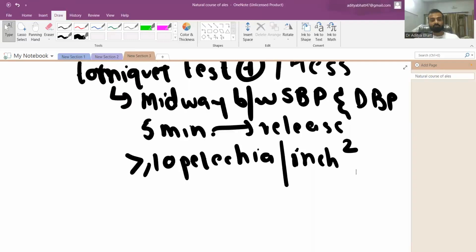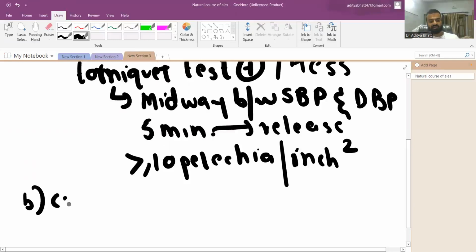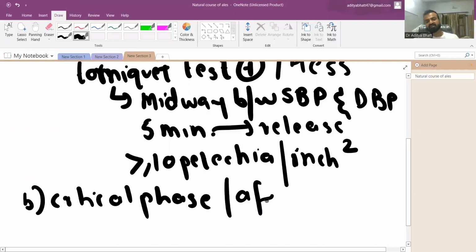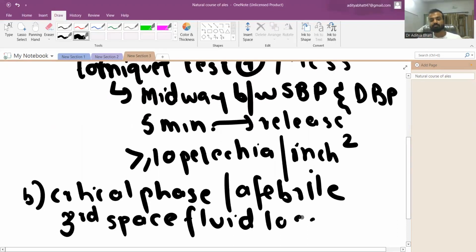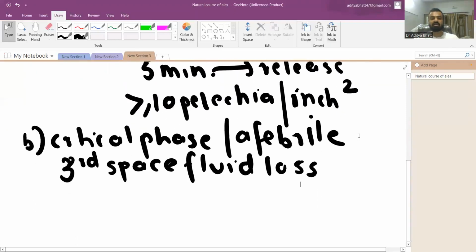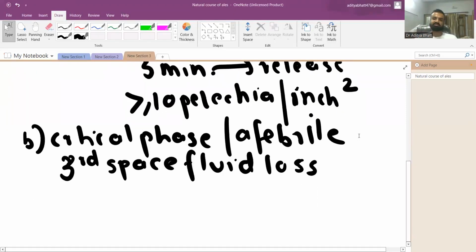And in this phase, usually you have to do the NS1 antigen. The IgM is still not positive, and then there is the second critical phase. This is the afebrile phase. So the fever has subsided and you think that the child is out of danger, but it is in this afebrile phase that critical things are happening, and there is third space fluid loss. There is ascites, pleural effusion, pericardial effusion. And the patient goes into shock due to this.